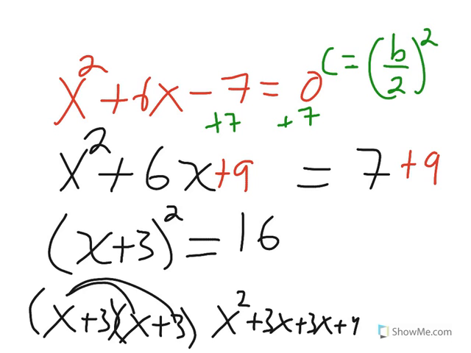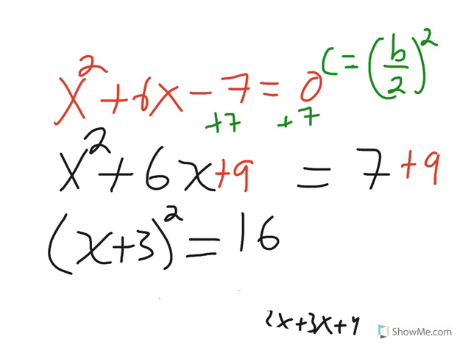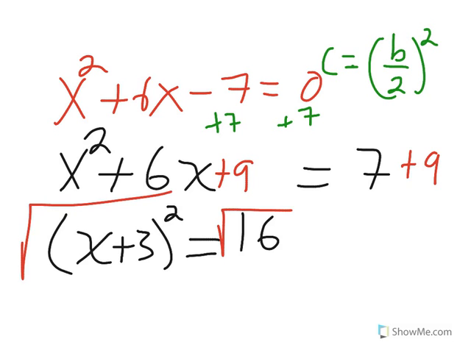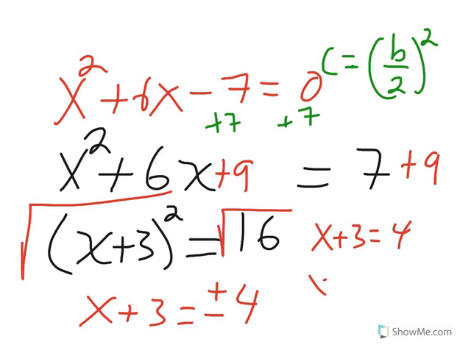So now to solve, if I have something quantity squared, to get rid of the quantity squared, I'm going to take the square root of both sides. So it's going to give me x plus 3 is equal to, anytime you take the square root of something, you're going to get plus or minus. So the square root of 16 is 4, so it's going to be plus or minus 4, and then we're just going to solve for this. So I'll set x plus 3 equal to 4, and x plus 3 equal to negative 4. And so x is equal to 1 and negative 7.